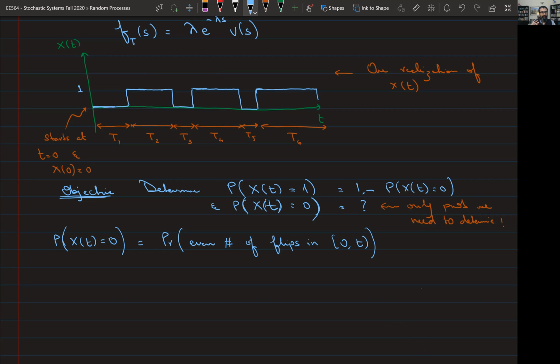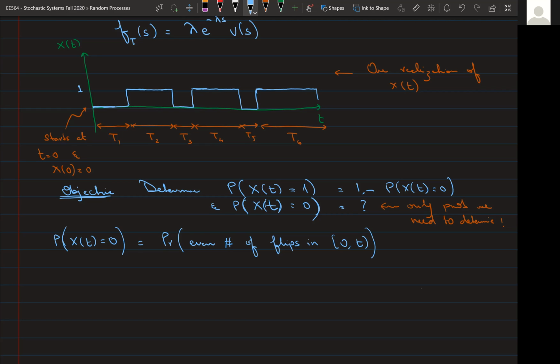Okay? And there's a two-way implication. x of t equals 0 if and only if there are an even number of flips in the interval 0 to t. Okay? Does that make sense? I mean, this is just a mapping of events. Maz?